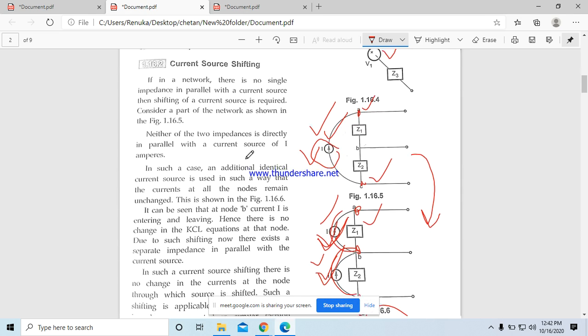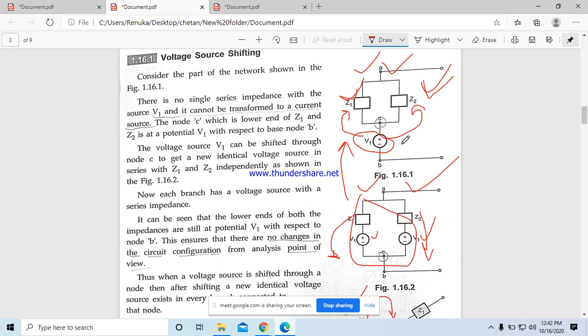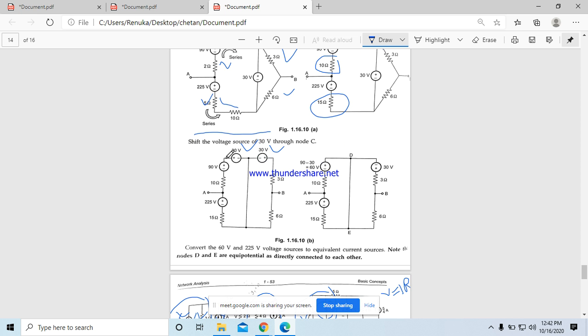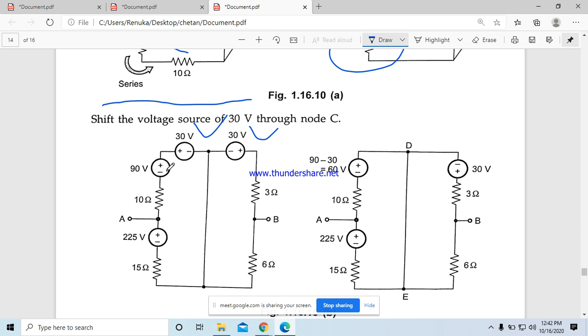What is that concept? You can observe that concept here. If a voltage source is here, you can shift it below Z1 and Z2. Same thing they have done. The voltage source will be there and this is connected at this point. Instead of drawing like this, you can shift here and here. They have shifted here. So next you can see, you can add these two voltage sources.